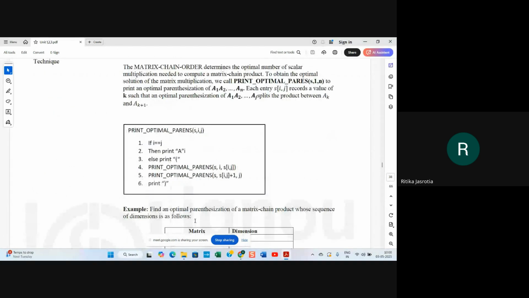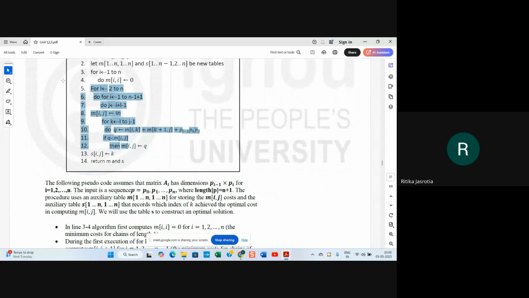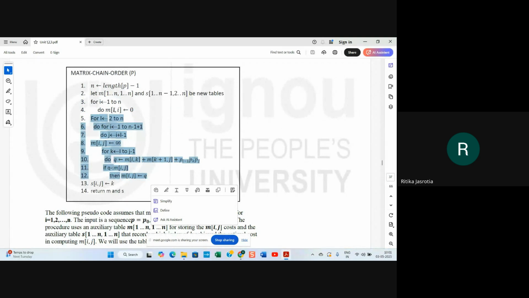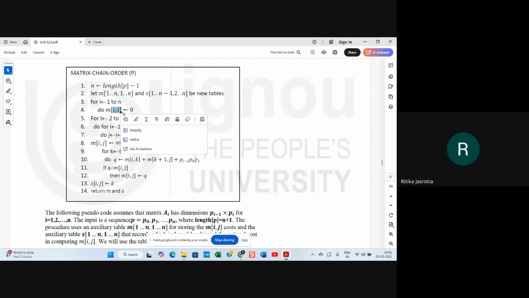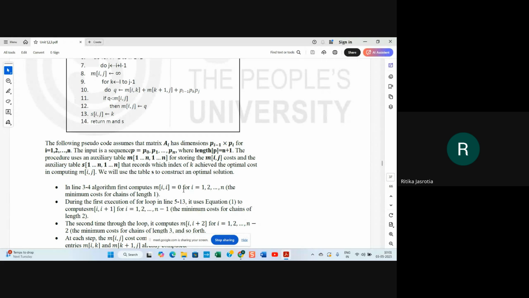This is how they are finding out the solution. What you are doing here is finding the minimum. First, you have seen that if I and j are equal, the value M[i,i] will be equal to 0, for i equal to 1 to n. It will be 0 if both are the same.